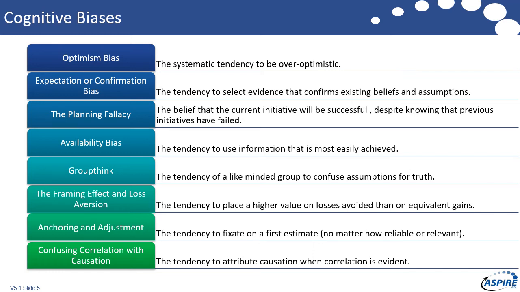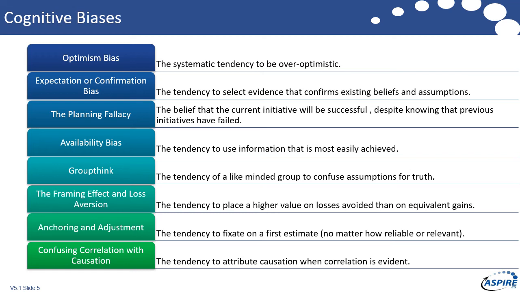Framing factor. Okay, this is one of those things where we'll probably come back to later, but people place higher value on losses avoided than on the benefits. And that's why we tend to think about threats rather than opportunities. So it's one of those things within risk, we need to look at the good things as well. Now, anchoring and adjustment. We see things and go, oh yeah, it's unlikely to happen, highly unlikely to happen. And the first time you say that, you'll stick with that. You'll be reluctant to change it as you go forward.